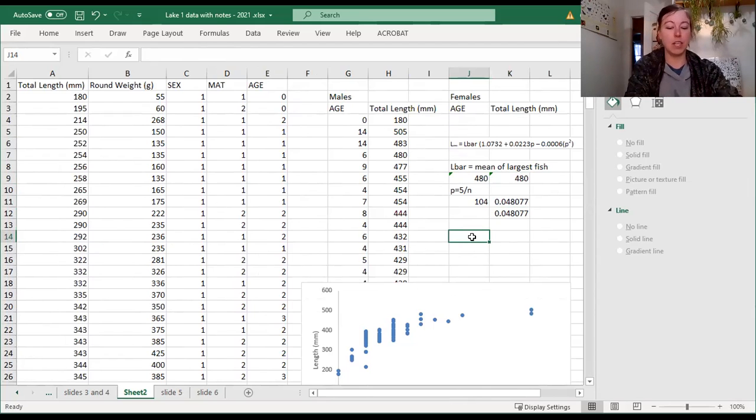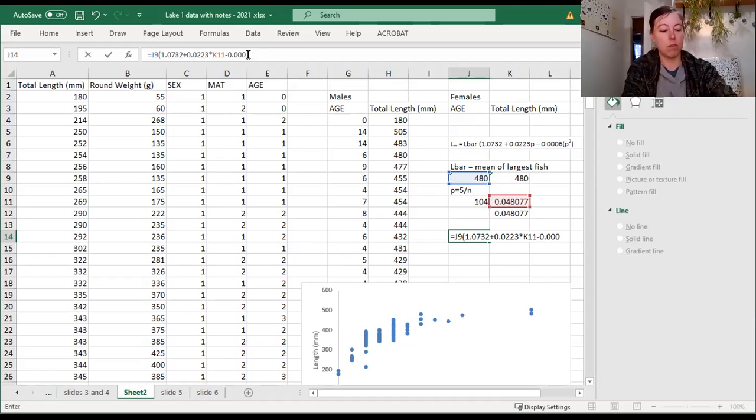Now that we have our L bar and we have our P, we can find L infinity. So L infinity equals our L bar, which is 480, and then bracket 1.0732 plus 0.0223 times P, which is this number we found earlier, minus 0.0006 times P squared, which we do by doing that point times itself, because I don't know how to do squared in Excel. And we've got to remember to close our bracket, because we started a bracket at the beginning, right?